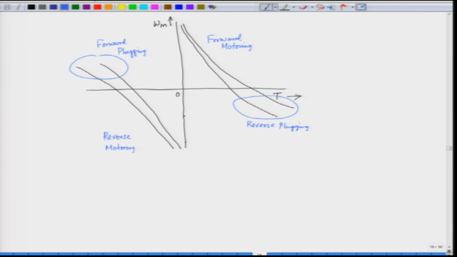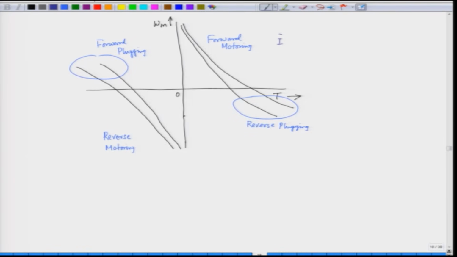So, in series motor also we can go for motoring and braking. The motoring occurs in first quadrant and third quadrant, and the braking occurs in second quadrant and the fourth quadrant, and the popular method of braking in series motor is called plugging.